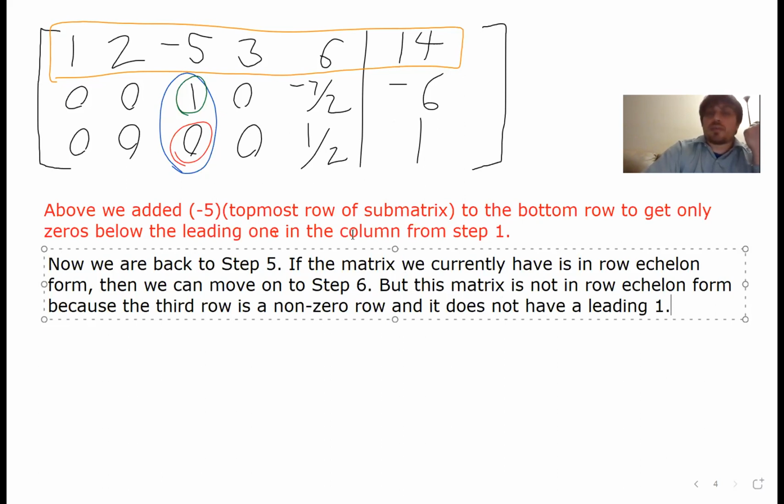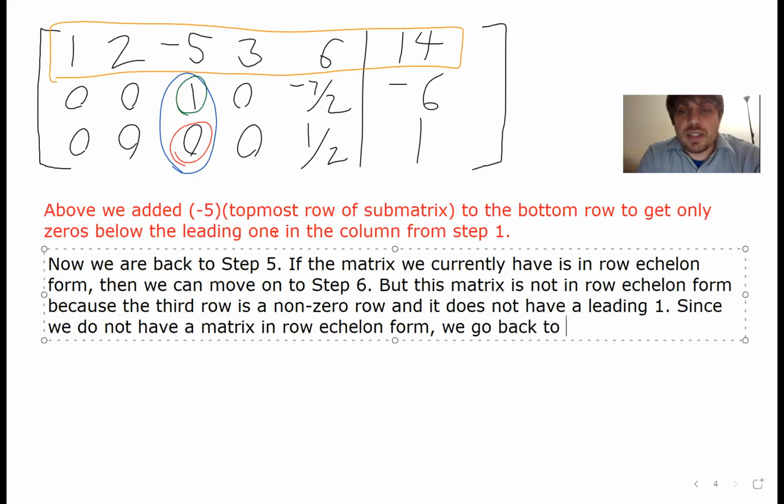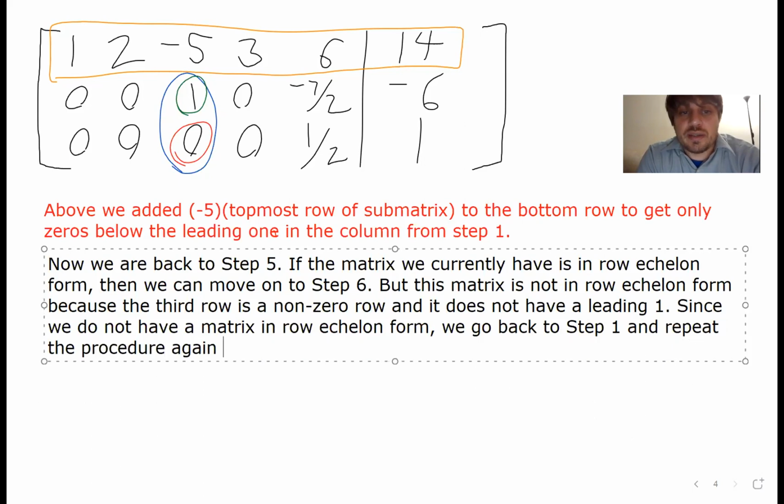This matrix is not in row echelon form because the third row is a non-zero row and it does not have a leading 1. The first property says every non-zero row has a leading 1. So finding one non-zero row that doesn't have a leading 1 means it's false to say that every non-zero row has a leading 1. This matrix is not in row echelon form, so we cannot move on to step 6. Since we do not have a matrix in row echelon form, we go back to step 1 and repeat the procedure again from there.